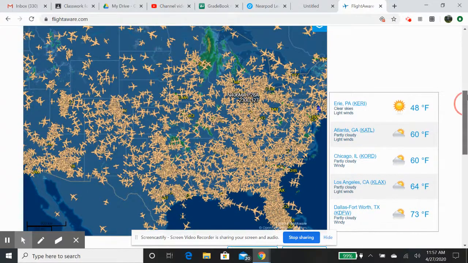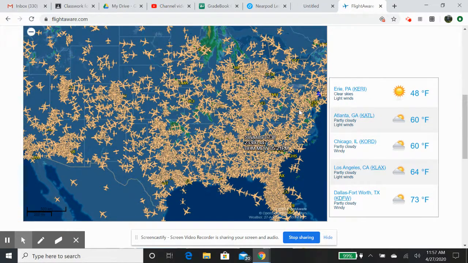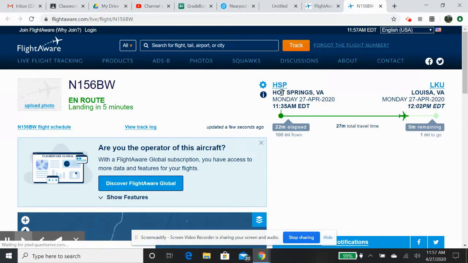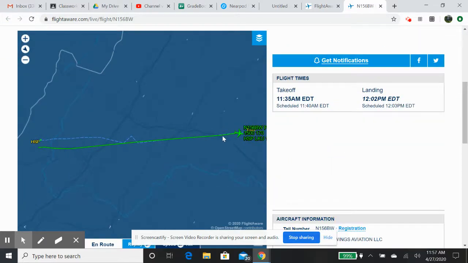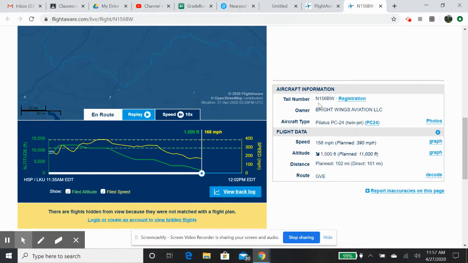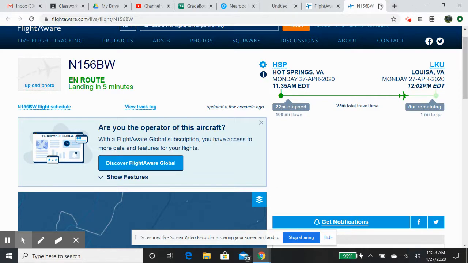and find a flight. If you're interested within a flight, you can find out where they're going, their tail numbers. So this is going from Hot Springs, Virginia to Louisa, Virginia. So a very short flight, but you can see this is where they are at. This is where they came from. This is where they're going. It tells you their heading and everything. Who owns it, the tail number, the speed that they're at, the altitude that they're at. You can really get a lot of information from this stuff.